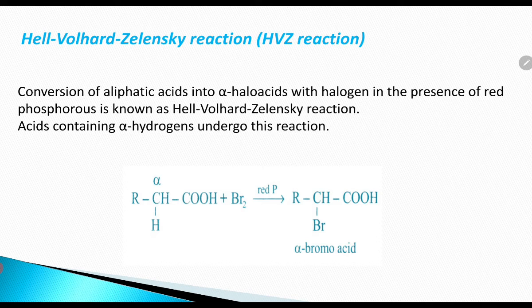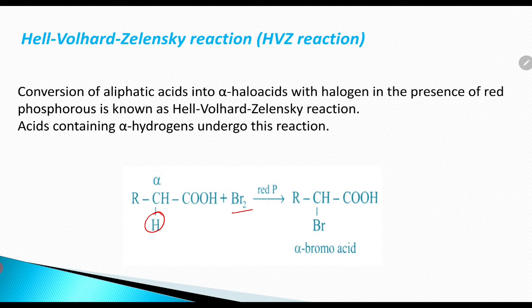Next, Hell-Volhard-Zelinsky reaction, that is HVZ reaction. See, this is the conversion of aliphatic acids into alpha haloacids with the halogen in the presence of red phosphorus, known as Hell-Volhard-Zelinsky reaction. That is, aliphatic acids, that is acids having alpha hydrogen atoms, when they are treated with the halogens in the presence of red phosphorus, the hydrogen atom present on the alpha position is replaced by the halogen atom.